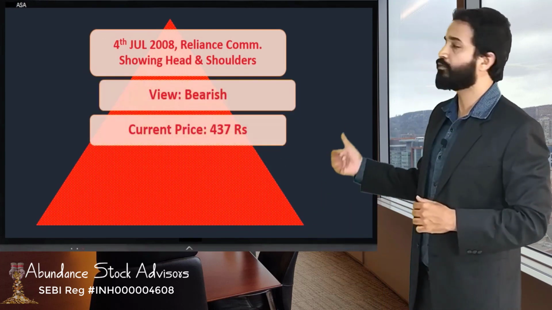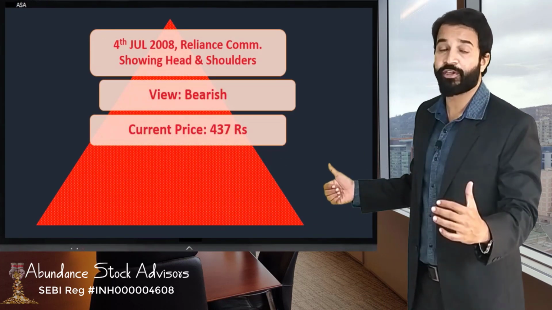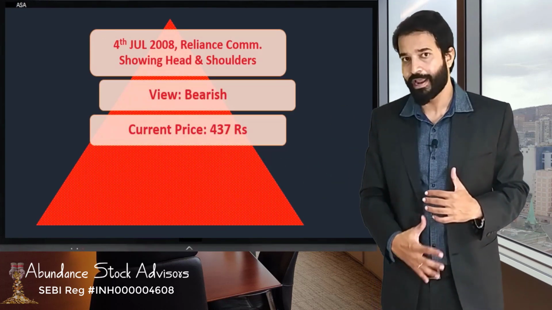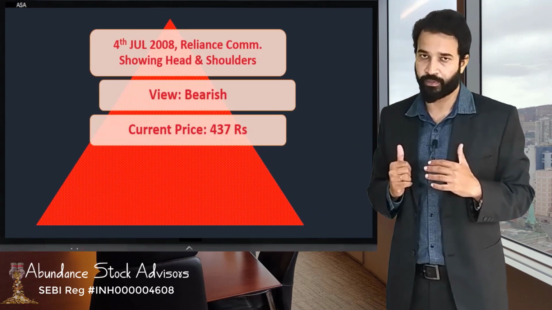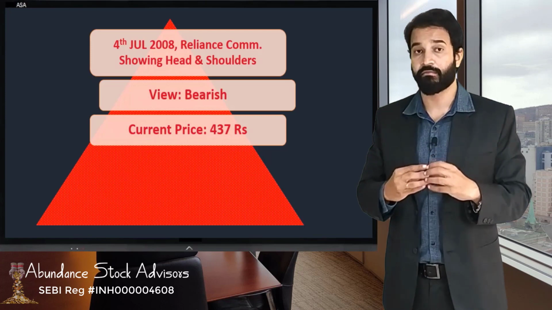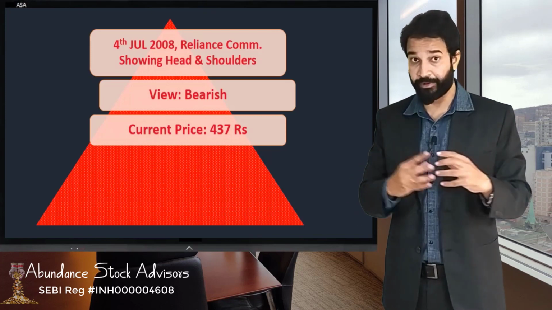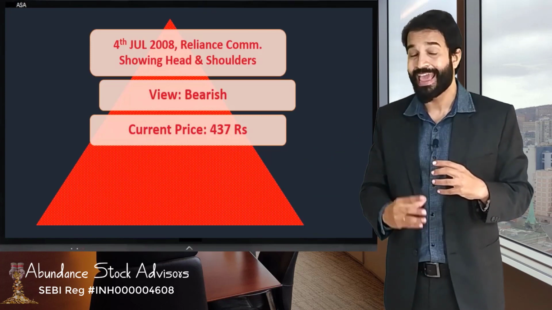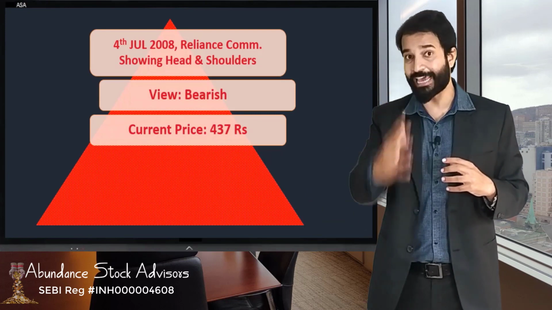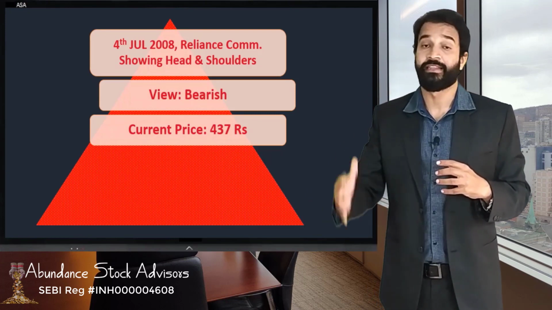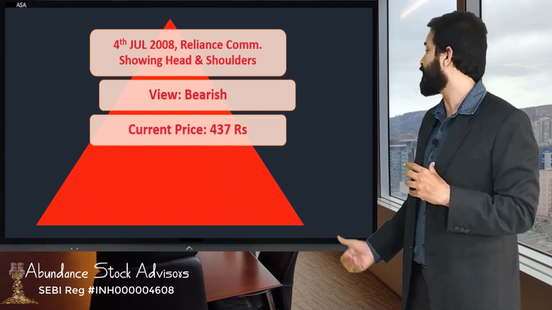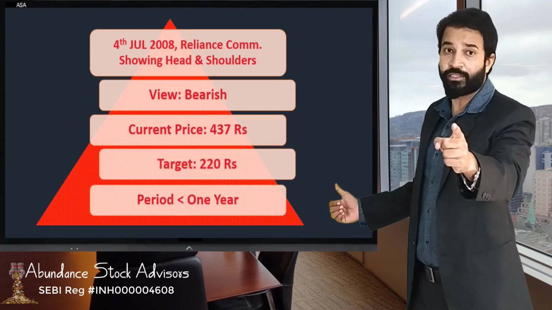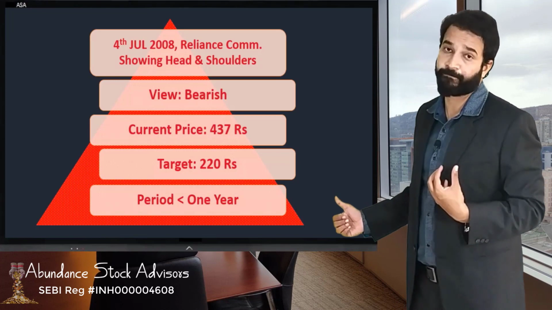So on the 4th July 2008, Reliance Communication was showing the head and shoulders pattern and was trading at 437 rupees. It was a good time to sell it. So we calculated its target, the time frame, the stop loss, the risk to reward ratio, etc., and recommended a sell on it to our clients. The recommended selling price was 437 rupees and the expected target was 220 rupees to be achieved in 1 year.